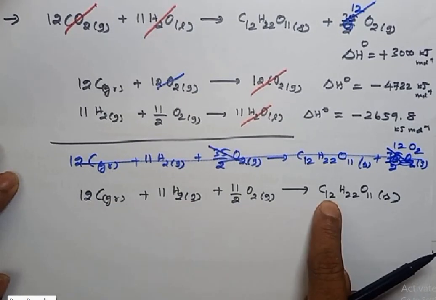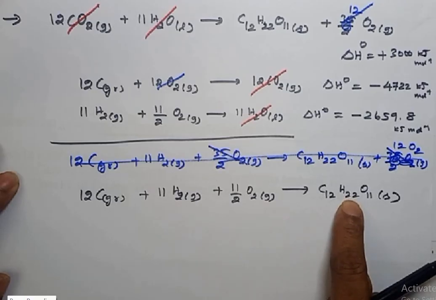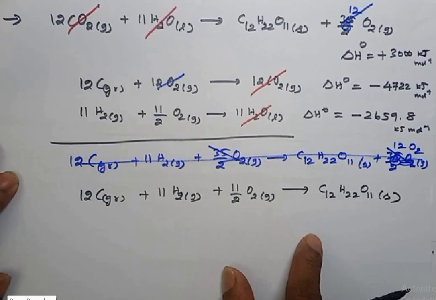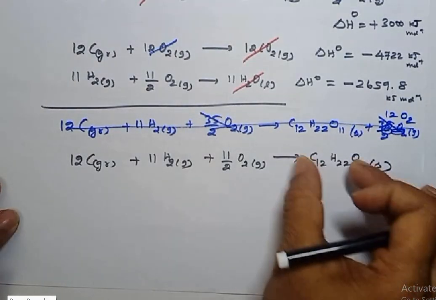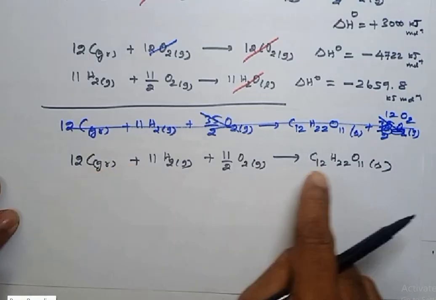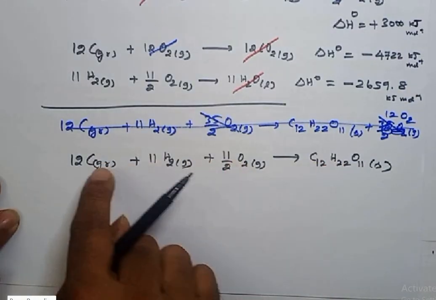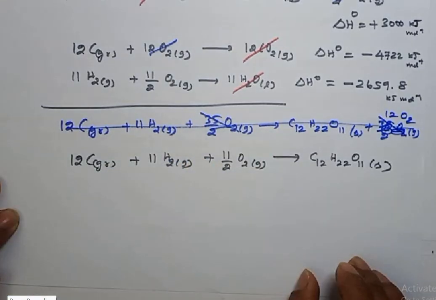Now check whether the reaction is completely balanced or not. 12 carbon, 11 into 2, 22 hydrogen. Yes, I have 22 hydrogen. 11 by 2 into 2, yes, I will get 11 oxygen. Now see this reaction. This is very clear. We are getting 1 mole of sucrose from the elements. We have carbon, hydrogen, oxygen, so we have taken the elements in their stable and common occurring state.